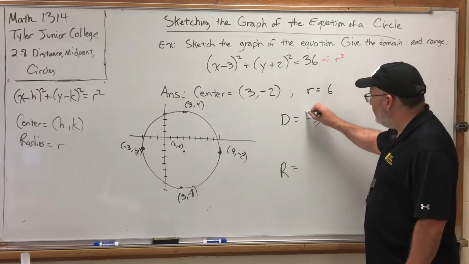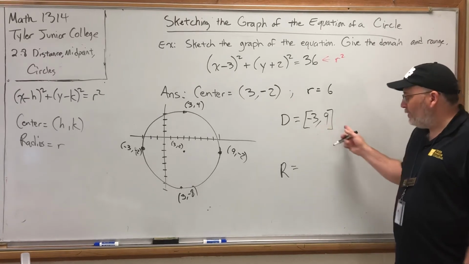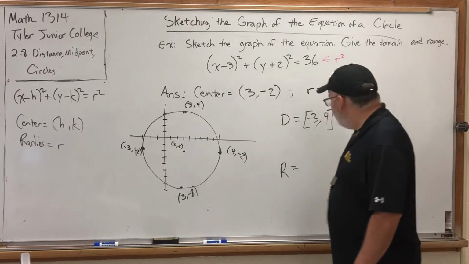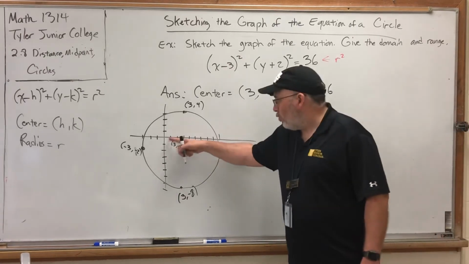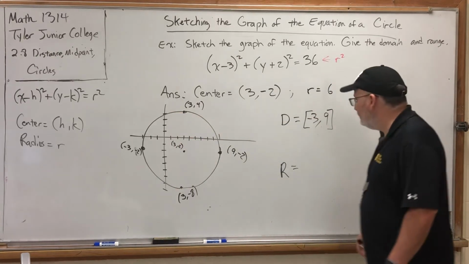Because both points are included, we use brackets. And by the way, this is implying that every value in between is also in the circle. It is. For example, 1 is between these two numbers. If I go over 1, there's a point up here and a point down there whose x-coordinate is 1.